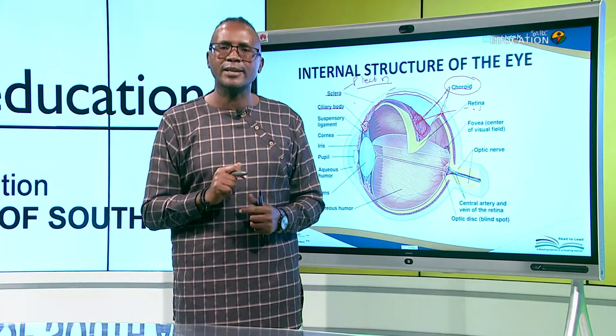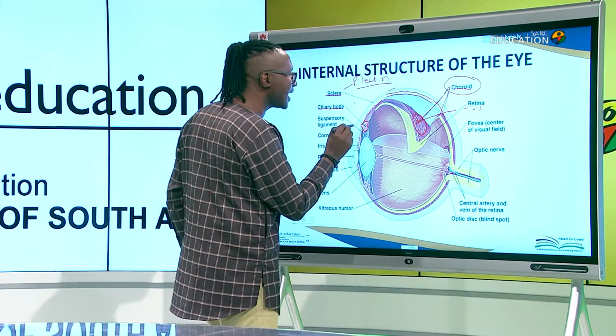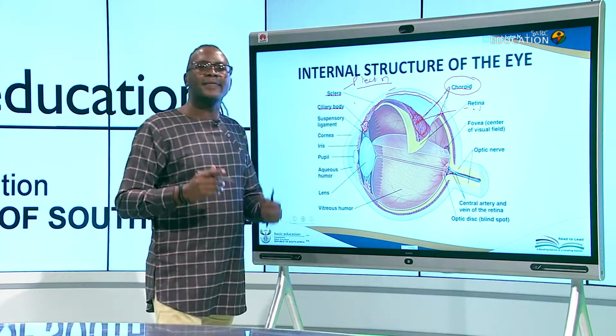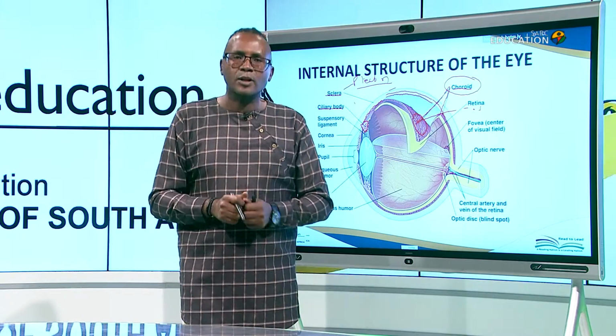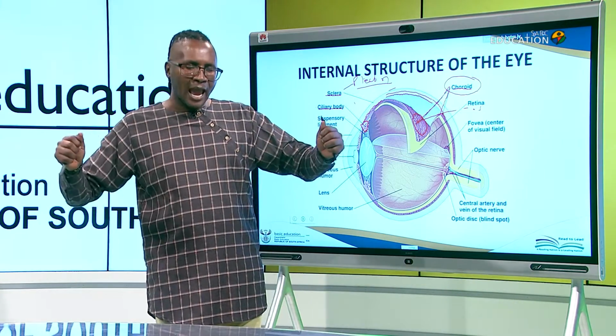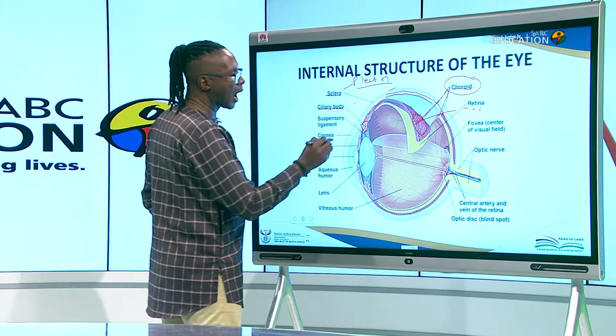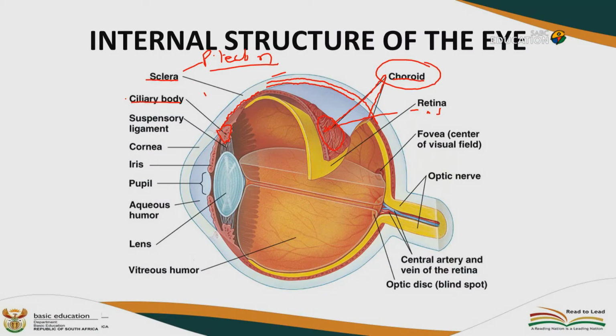And I want you to pay attention to that and remember that we have the ciliary body here, and they are made up of muscles. So that means they are able to move. They can contract and relax. Then we have here the suspensory ligaments that are attached to the ciliary body.